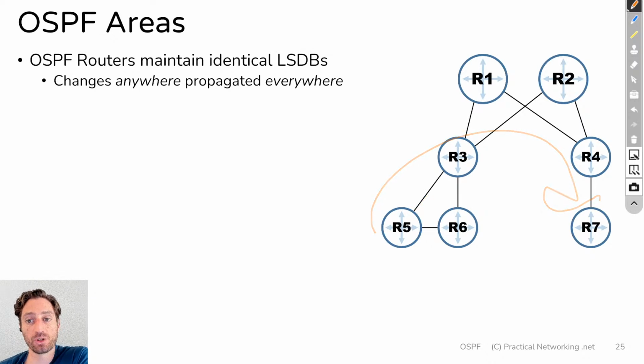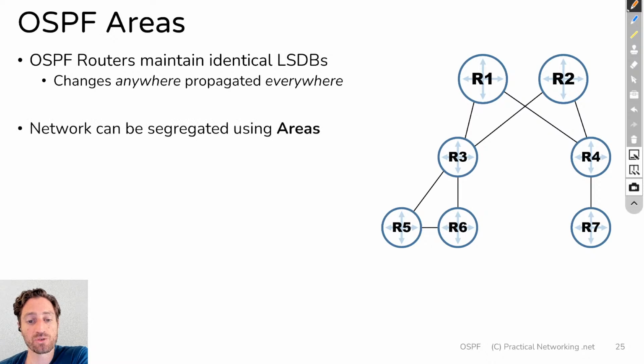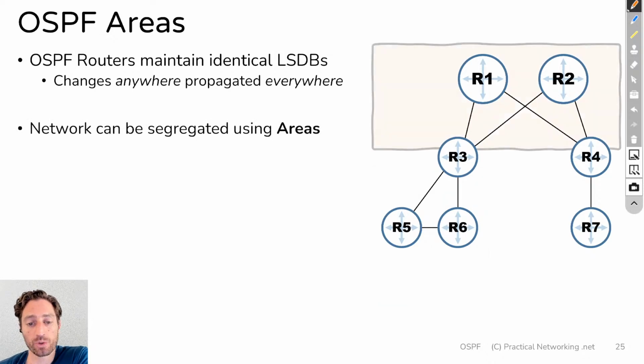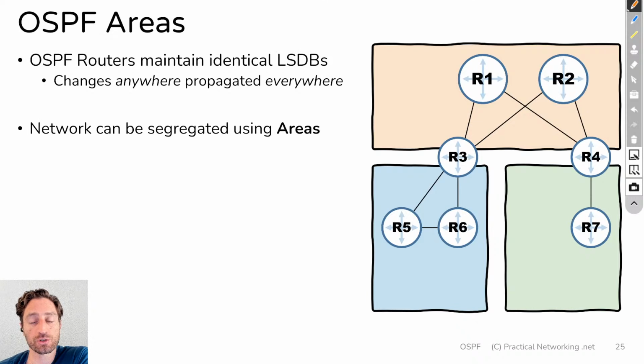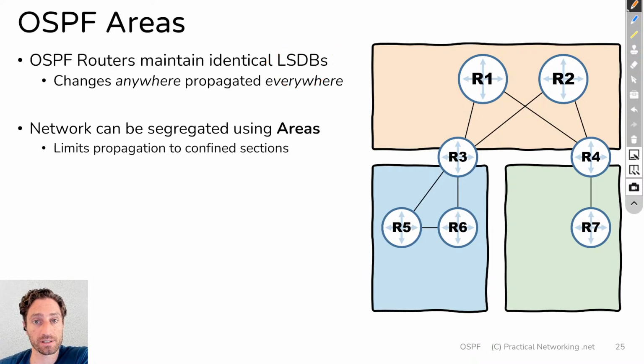One way that OSPF uses to contain that is by using what's called areas. The way it works is OSPF will designate certain routers, specifically certain router interfaces, in specific areas, and flooding of the LSDBs is contained to those areas. It's going to limit the propagation of LSAs to specific areas.